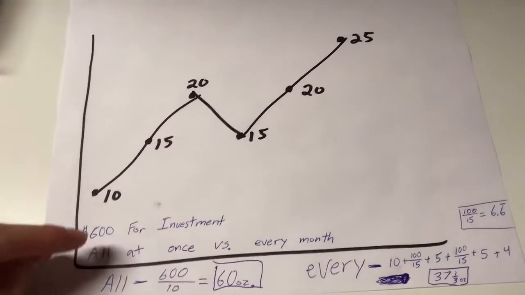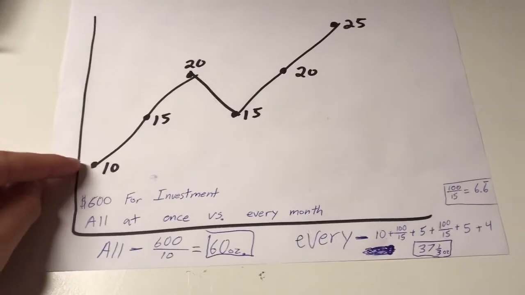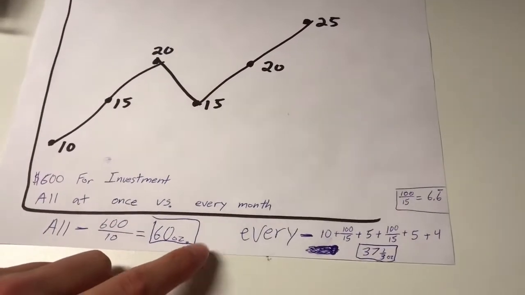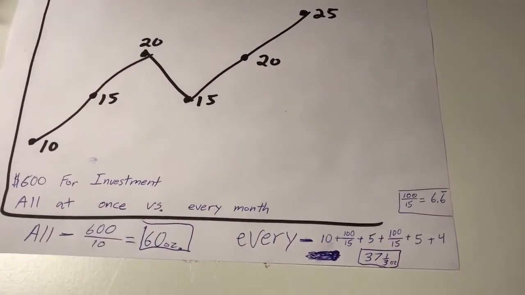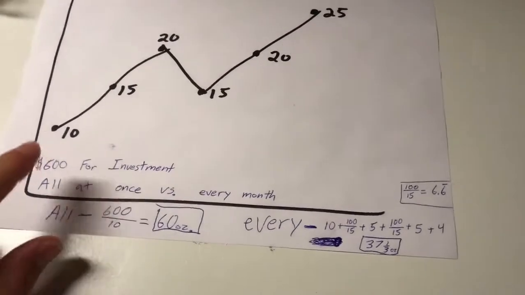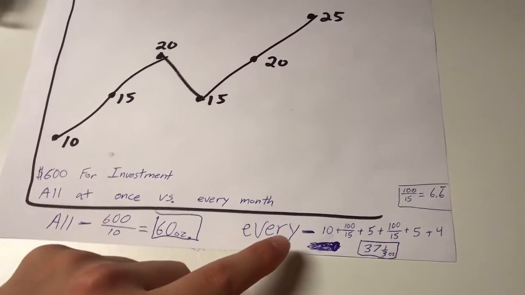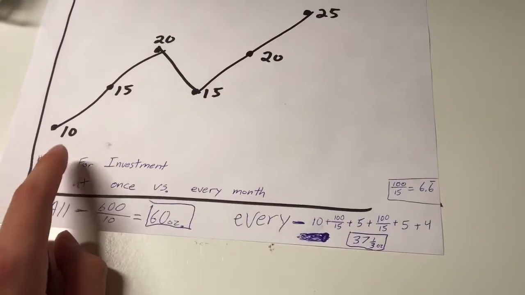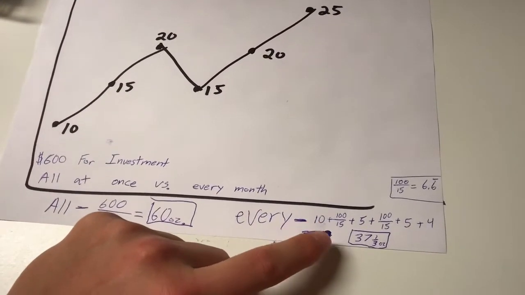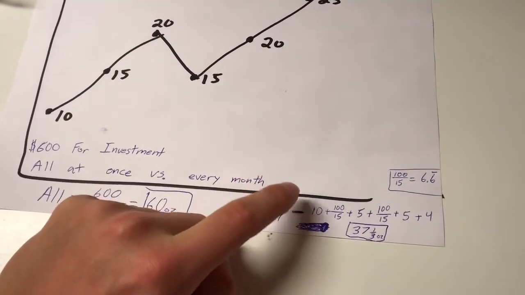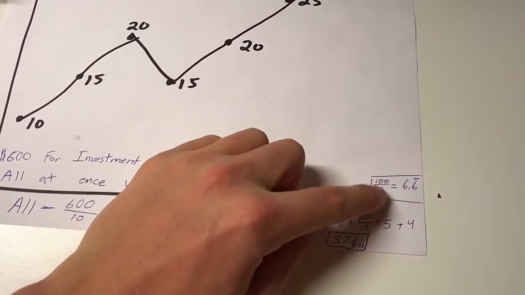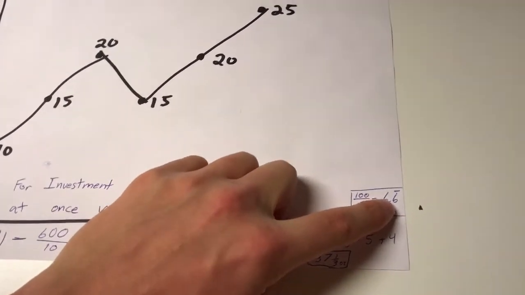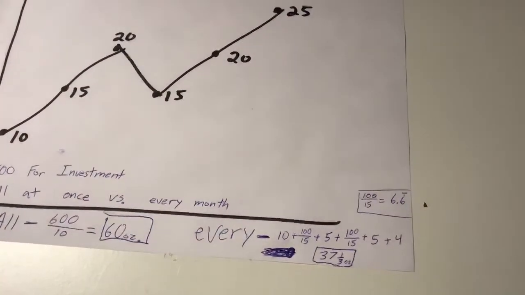As we can see here, the $600 divided by the $10 current price. If he buys every month, if he spends $100 every month, so he has the $600, 6 months, $100 each month, the first month he would get $100 divided by the $10 price. The second month he would get 100/15ths, basically the $100 he has divided by 15, which comes out to 6.6 repeating. For this, we're just going to say 6.6.